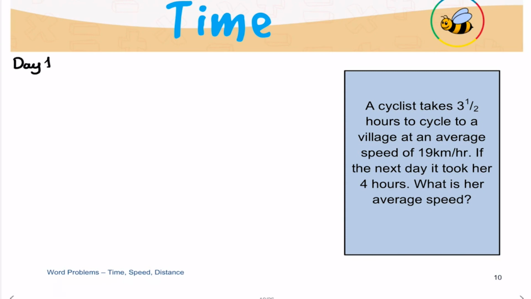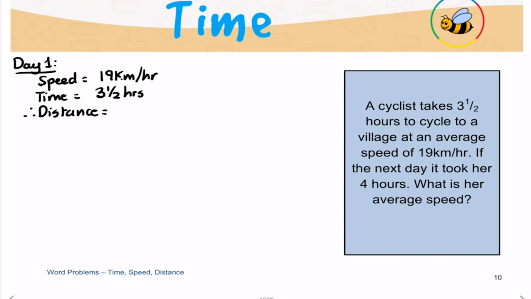On day 1, we are told the speed, 19 kilometers per hour, the time, 3.5 hours. Therefore, the distance covered, which is speed times time, would be 19 times 3.5, which is 19 times 7 divided by 2, which gives us 66.5 kilometers. Okay?